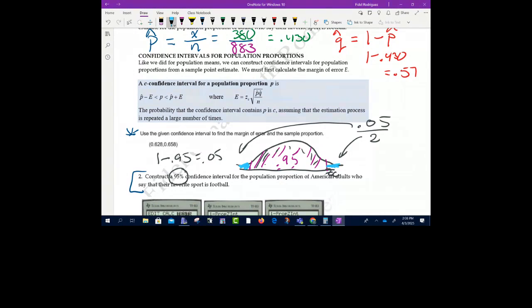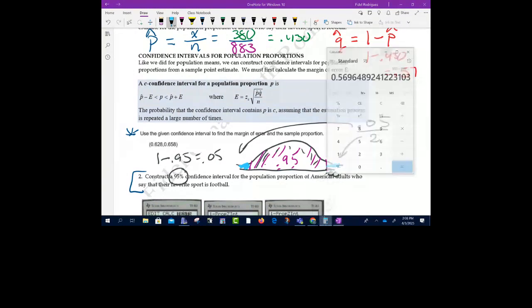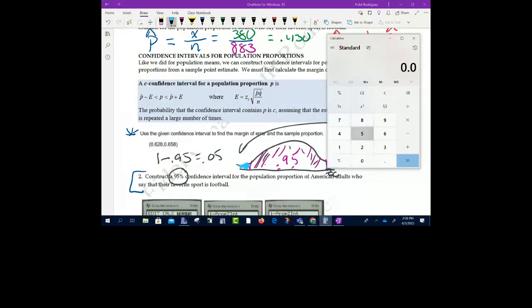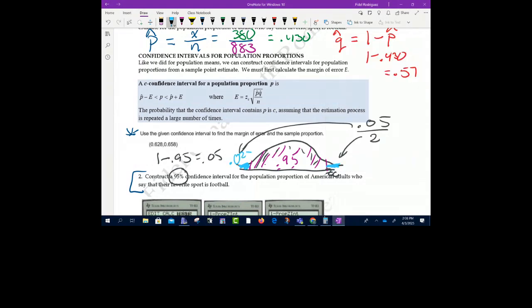And because it's 2 pieces, I got to cut it in half, okay? So look, y'all, let's see if we can figure that out. 0.05, let's divide that by 2, 0.025. So right here, y'all, that's a 0.025.